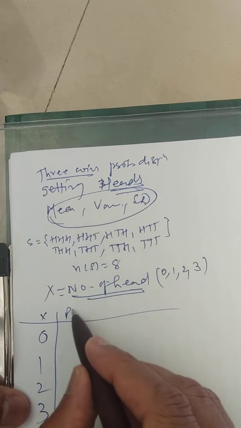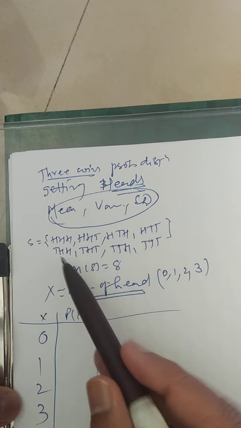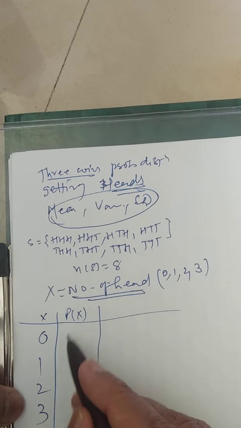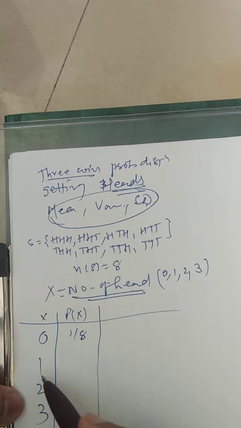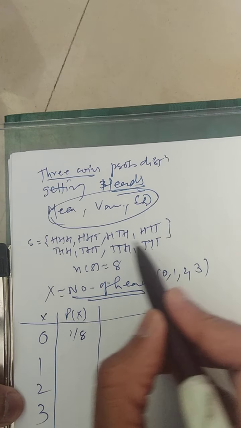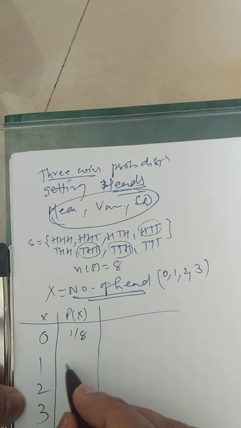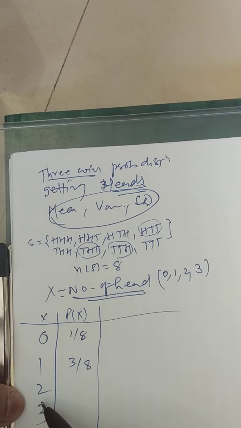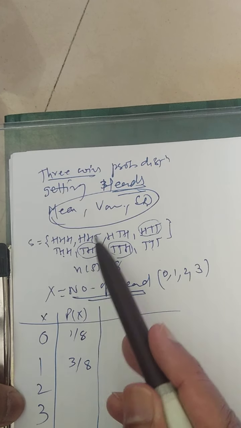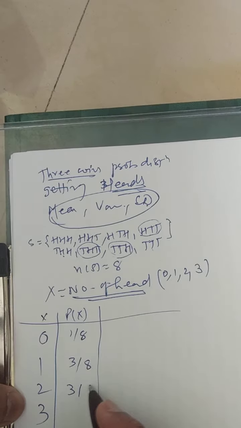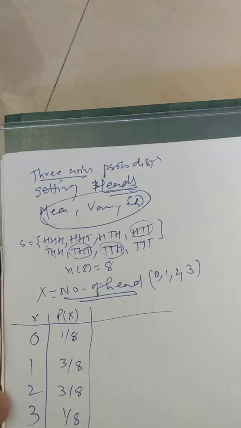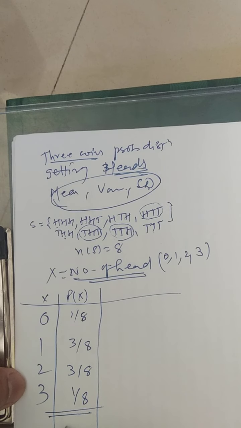Now for 0 head, I'm searching in how many cases 0 head is there. 0 head is coming only 1, so it is nothing but 1 by 8. Why 8? Only one case is there. Now 1 head. If you are looking at this one, this is one case, this is another case, this is another case. So you will be getting 3 by 8. Similarly 2 heads. You are getting this situation, this situation, this situation, so 3 by 8. And all 3 heads is coming only 1, so it will be 1 by 8. What will be the next step? Always check whether the summation of p of x is coming 1. Look here, 1, 3, 3, 1 makes 8.